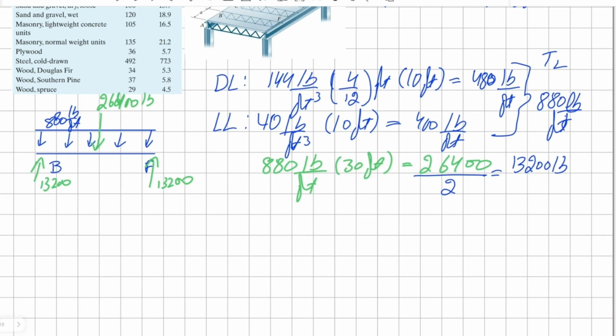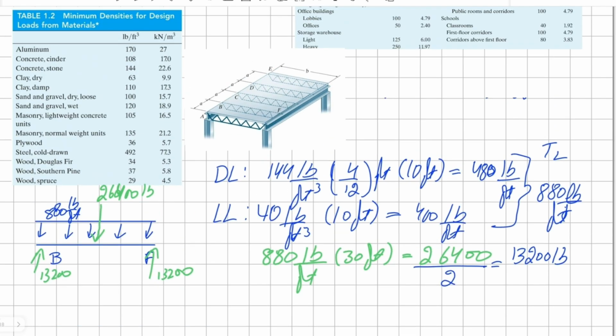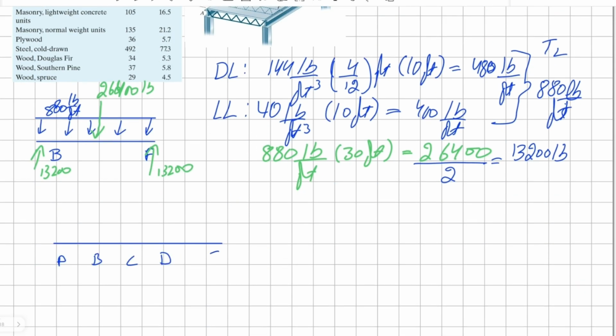Let's draw the free body diagram of the girder. It'll be A, B, C, D, and E. B, C, D are all symmetrical, and we already found the load for B. So we can simply copy this load value to our point loads C and D.